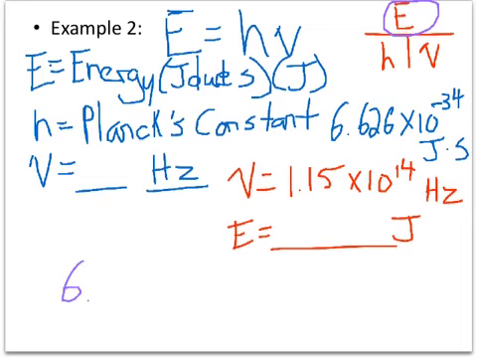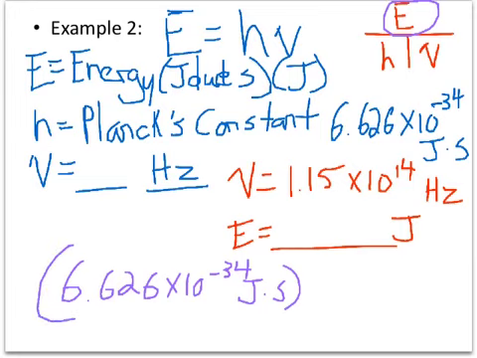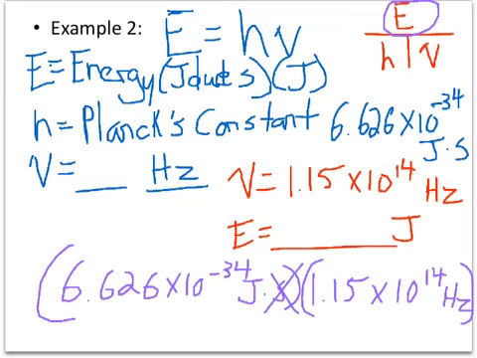So 6.626 times 10 to the negative 34th joule seconds, and multiply that by my frequency, which is 1.15 times 10 to the 14th hertz. Remember, hertz is the same thing as seconds minus 1, so those seconds would cancel out. When I multiply those two numbers together, I get 7.62 times 10 to the negative 20th. Now we're going to do some more work with these equations tomorrow in class, and we'll look at manipulating them some more.